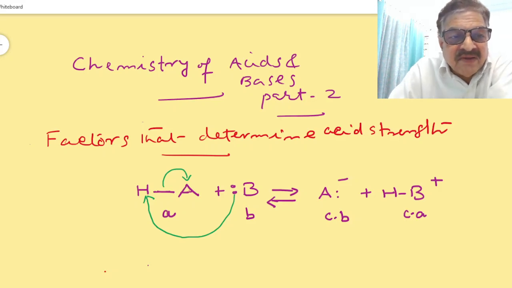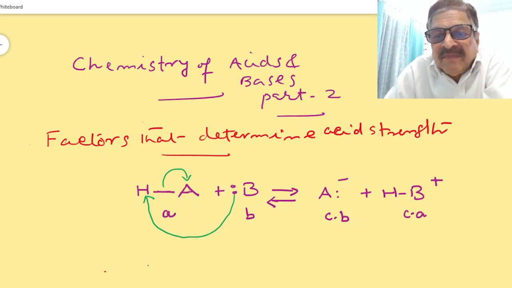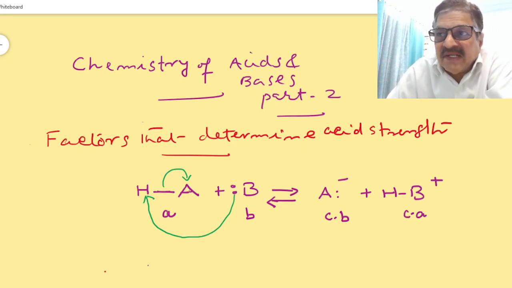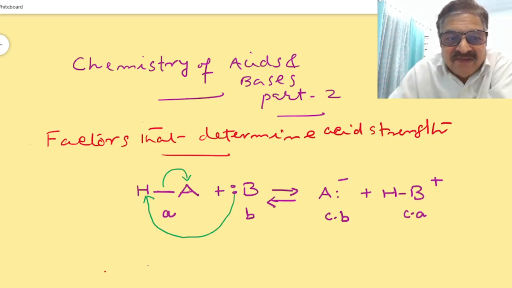Hello friends, today we will be discussing the various factors that determine acid strength. We know that different acids have different strengths. Some are weak acids, some are strong acids. There should be an explanation for why these differences exist.